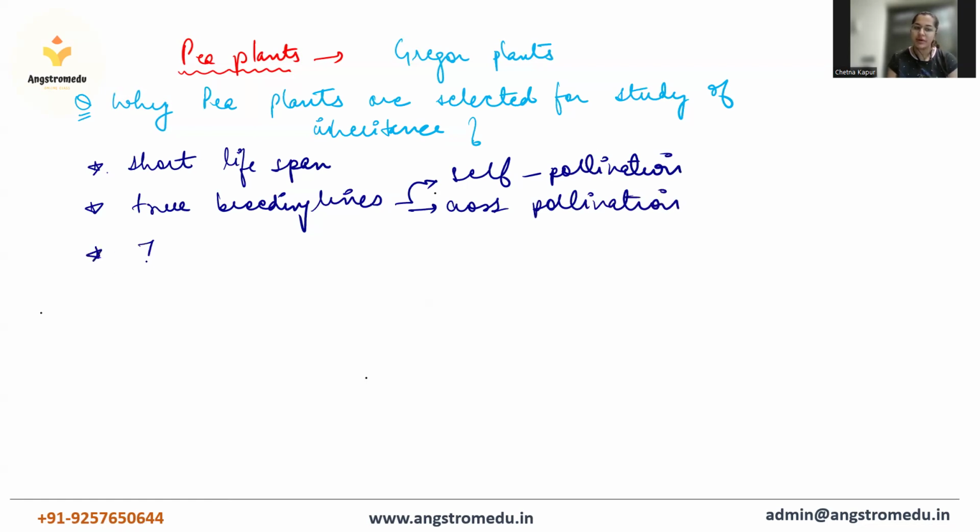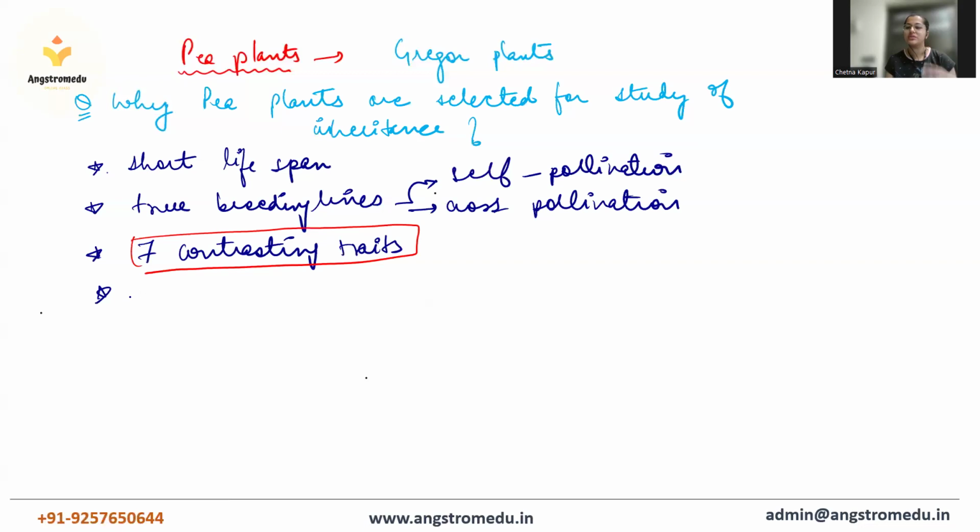Next, it has seven contrasting characters. We'll be studying them because the seven contrasting traits is an important question, and usually in the exam it is asked what the seven contrasting traits are, or which one is dominant and which one is recessive. After the seven contrasting traits, it is very, very easy to grow, and you can get the progeny in just a short period of time. So these are the benefits of growing the pea plant over any other plant.